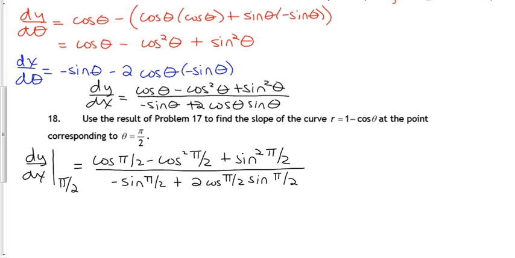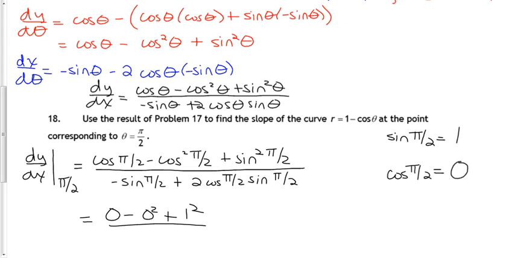So we need to get a couple things straight. We need to know the sine of pi over 2, and we need to know the cosine of pi over 2. So the sine of pi over 2 is, you know it, write it down. It's 1. The cosine of pi over 2, do you know it, write it down. It's 0. Okay, so let's plug all this stuff in. So cosine pi over 2, 0 minus 0 squared plus 1 squared all over negative 1 plus 2 times 0 times 1, which is 1 over negative 1, which is negative 1. So the slope of the curve at theta equals pi over 2 is negative 1.